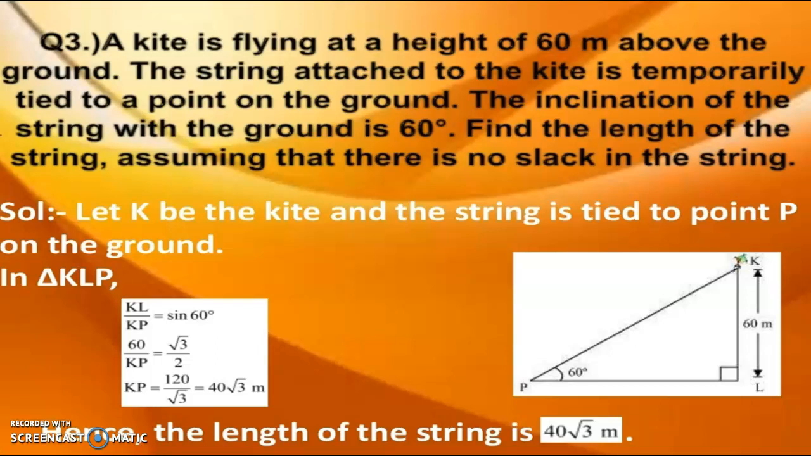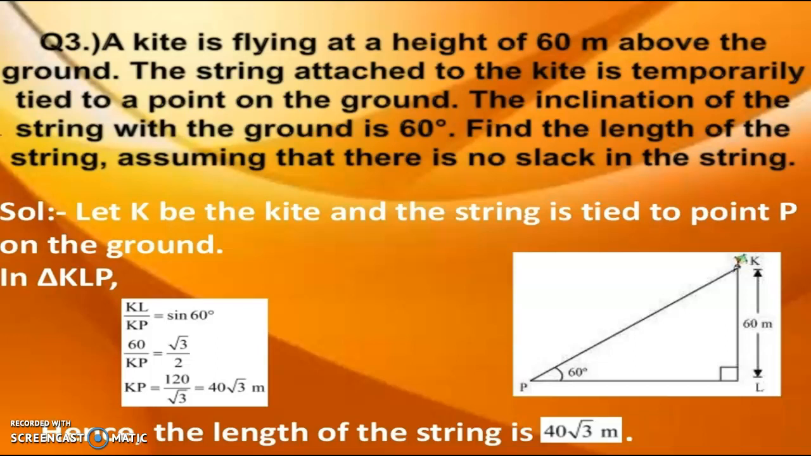Now at a particular point on the ground, the string is attached to the kite. So this is the string. KP is the string and P is a point on the ground and it makes an angle of 60 degrees. As there is no slack in the string, it means that it is totally a straight line. Now we have to find out the length of the string. It means what? We have to find out KP.